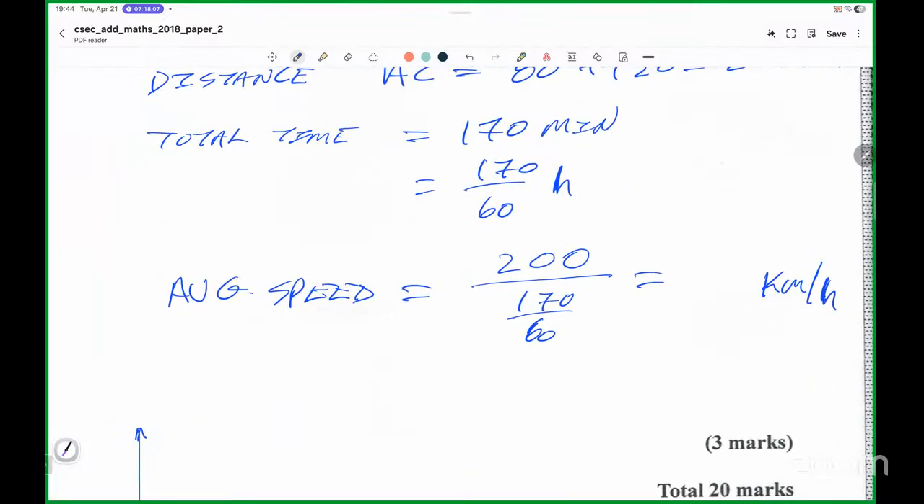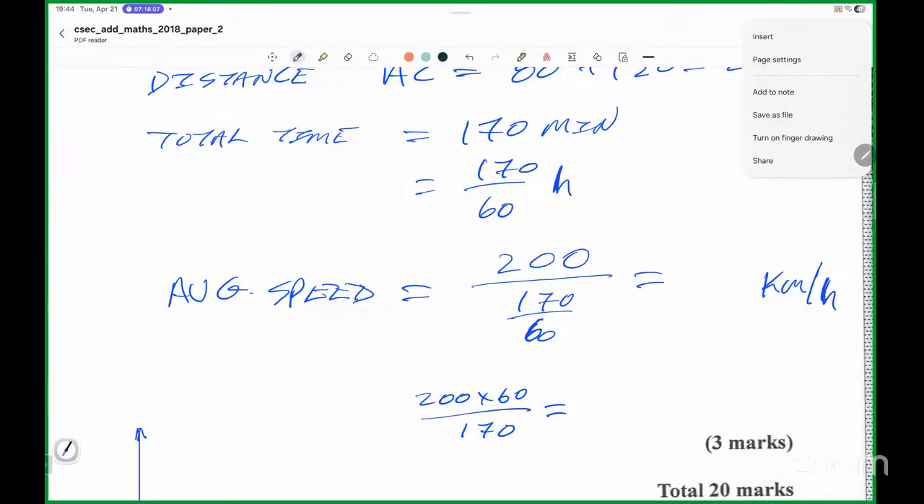Say 60. You can do this: 200 times 60 over 170 equals... How much? 70.59. Let's call it 70.6.